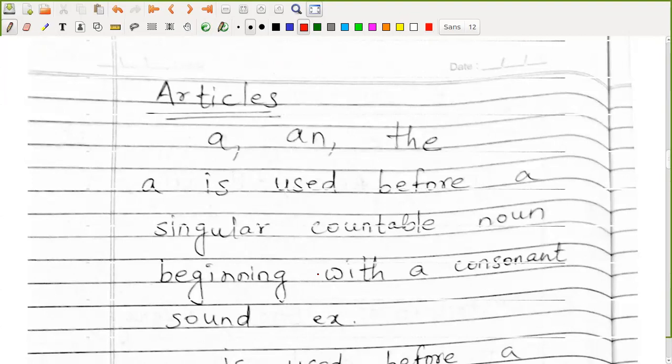and the grammar topics. So now we will move to the use of determiners. Use of determiners. So first of all, we'll deal with articles a and the. So when is a used? A is used before a singular countable noun.